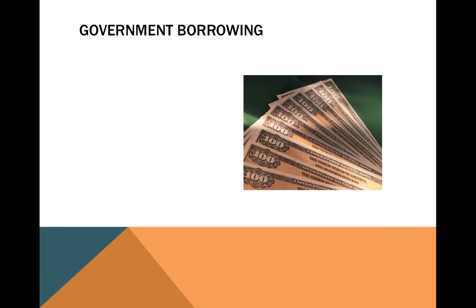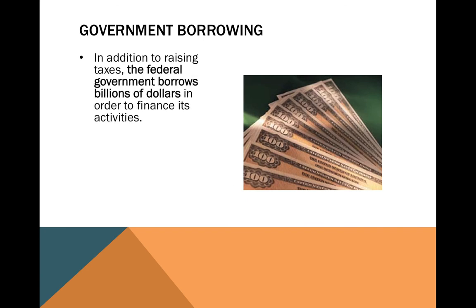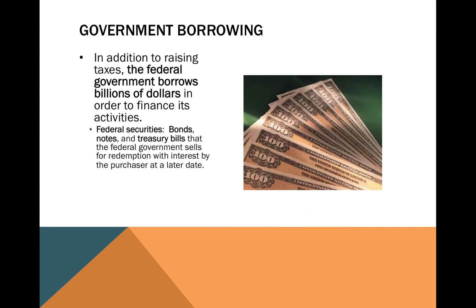Government borrowing. In addition to raising taxes, the federal government borrows billions of dollars in order to finance its activities. Federal securities are issued, and these are bonds, notes, and treasury bills that the federal government sells for redemption with interest by the purchaser at a later date. Interest on some of these investments is non-taxable. And it is a relatively secure investment with very little risk. As long as we have a government, you will be able to redeem these securities.